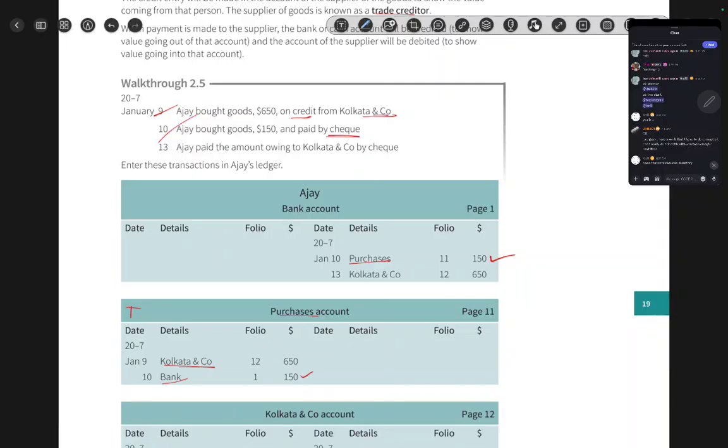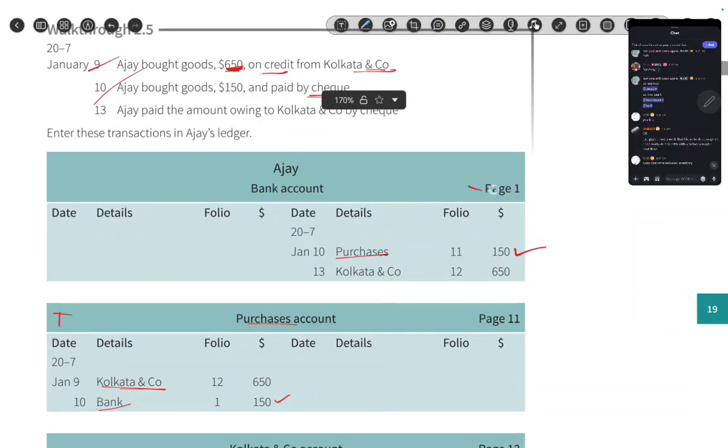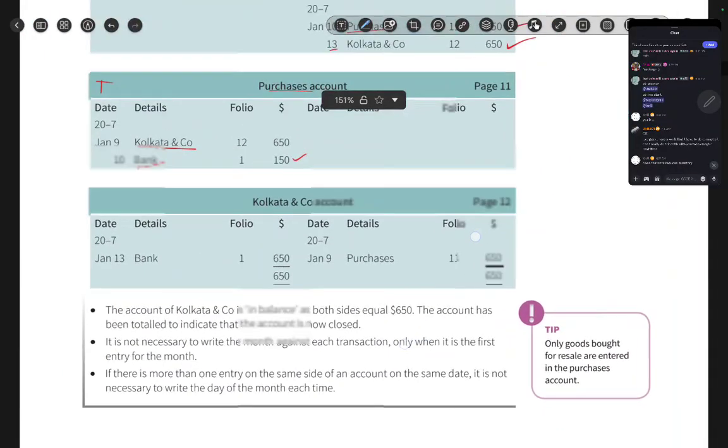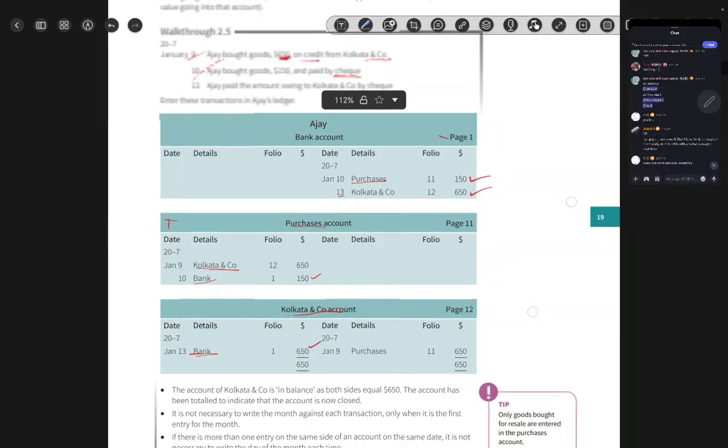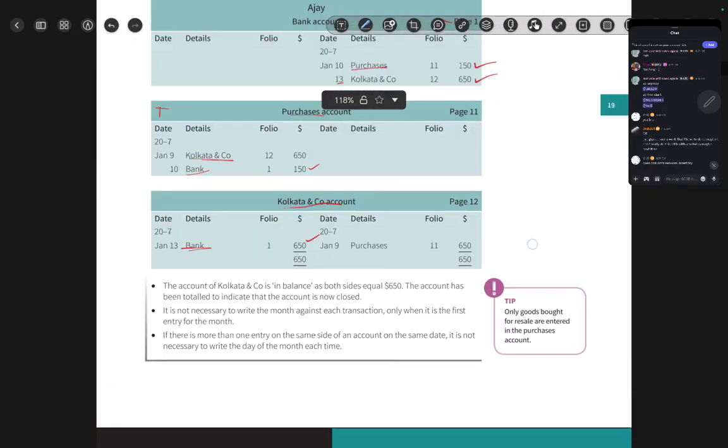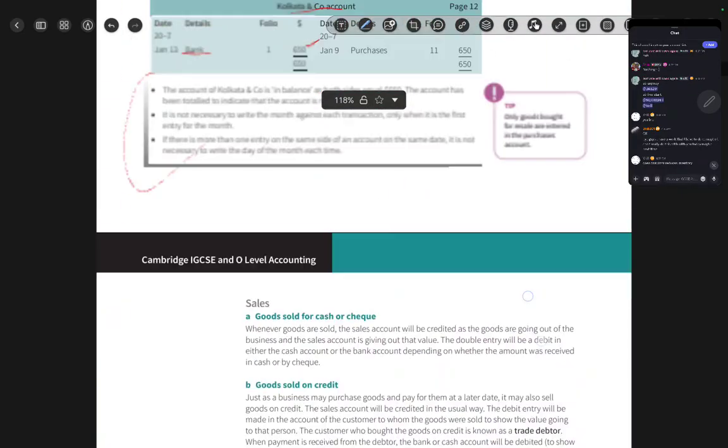By check, so your bank balance reduces by 650. So when your bank balance reduces, you write it on the credit side. On 13th January, we paid money 650, and what caused it to happen? Kolkata caused our balance to decrease. So the double entry would be: credit the giver, debit the receiver. Kolkata is receiving the money, debit Kolkata; bank is giving the money, credit bank. Very simple, very easy. And then this is just the explanation.